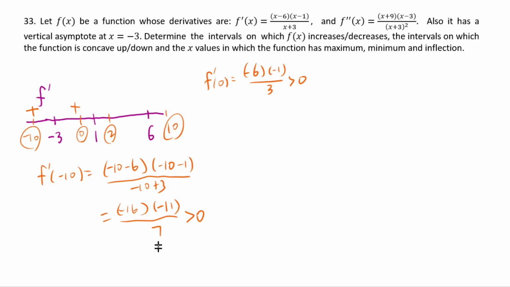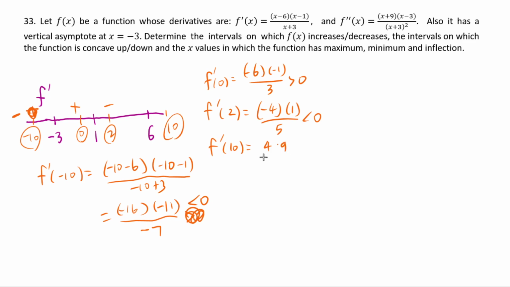Is that right? Just a minute. Something looks a little off. Oh, sorry, this is negative, right? Okay, so this must have been this. Sorry, so this is negative, and this is positive, and then f prime of 2 would be negative 4 times 1 over 5, and that's negative. F prime of 10 would be 10 minus 6 is 4, 10 minus 1 is 9, 10 plus 3 is 13, so that's positive.